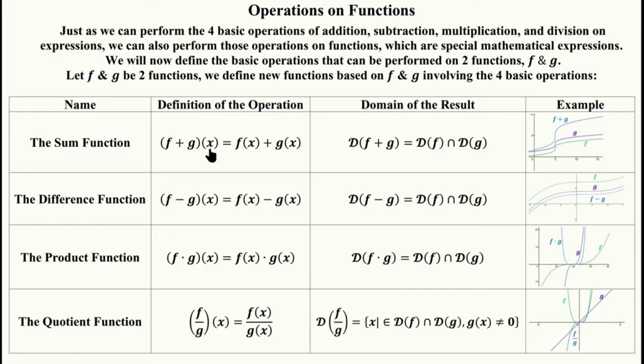So basically the definition of f plus g of x is just going to be whatever f gives us at that point, let's say x is here, plus whatever g gives us at that point. So the output of f plus the output of g. For f minus g of x, it's going to be the output of f of x, minus the output of g at x. For the product function, same way, and also for the quotient function.